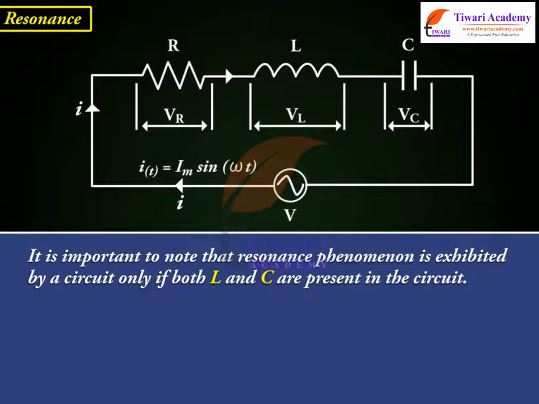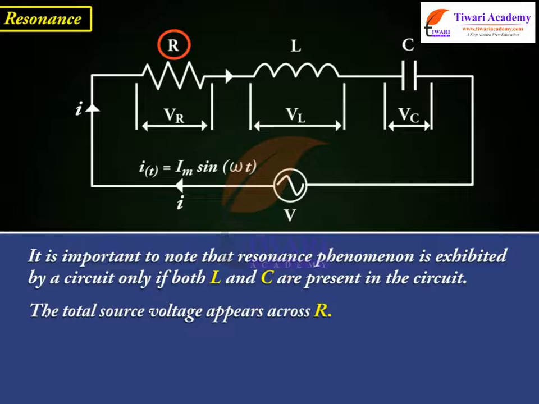It is important to note that the resonance phenomenon is exhibited by a circuit only if both L and C are present in the circuit. The total source voltage appears across R. Vm is equal to Im R.